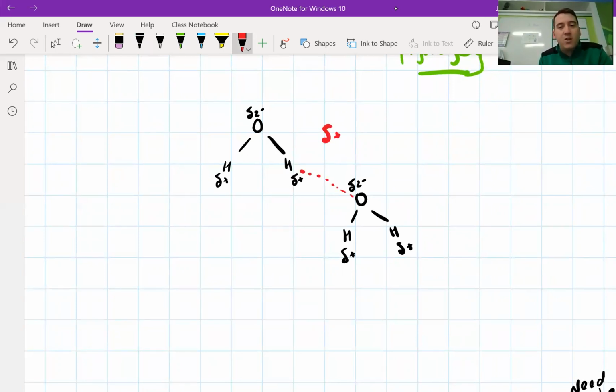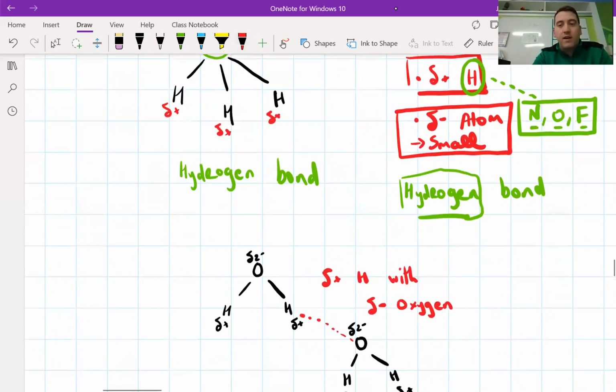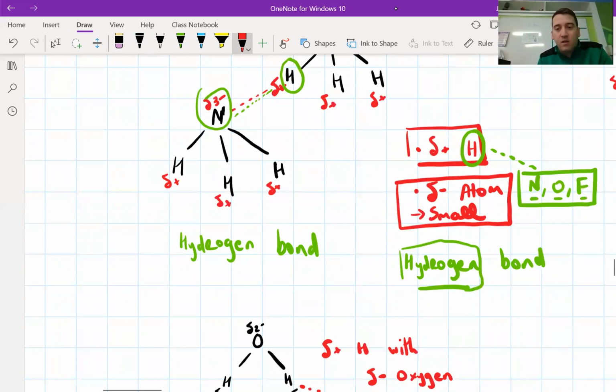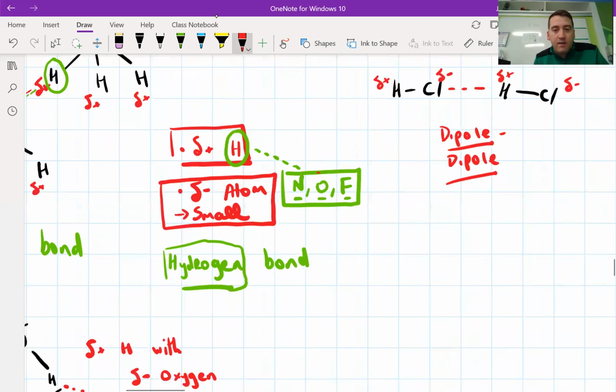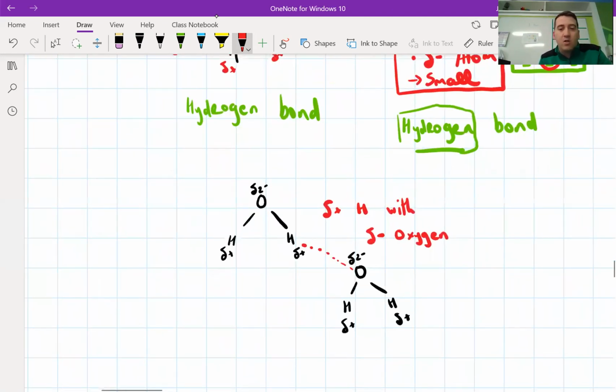And again, this is a delta positive H interacting with a delta negative oxygen atom. And oxygen was one of the small electronegative atoms that we needed up here. Remember what we said here? Here it is. Oxygen was one of them. So in this case, this is hydrogen bonding that occurs between water molecules. So again, that's a slightly increased strength type of dipole-dipole interaction.